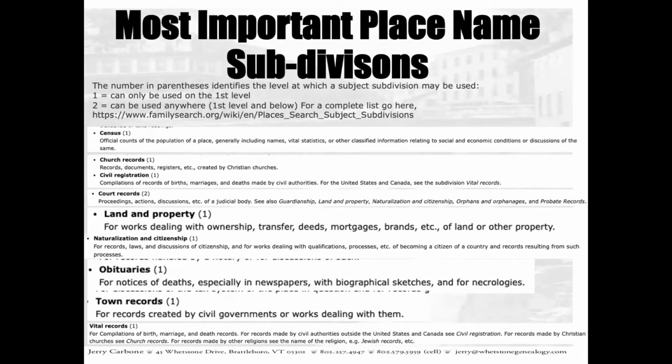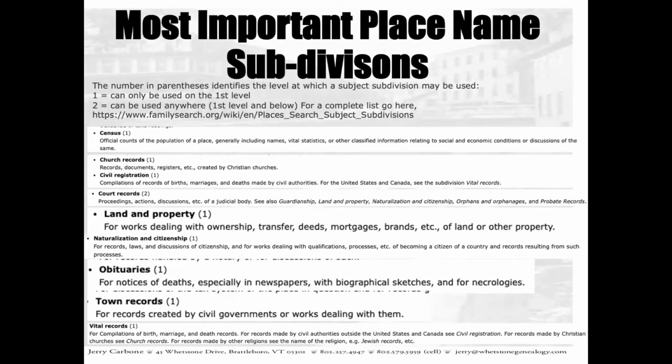Church records, civil registration. In the United States and Canada, civil registrations are called vital records, and you would look under vital records. But if you're looking in another country, they're listed under civil registrations. Court records, anything from a judicial body that might be available and is in the FamilySearch system.